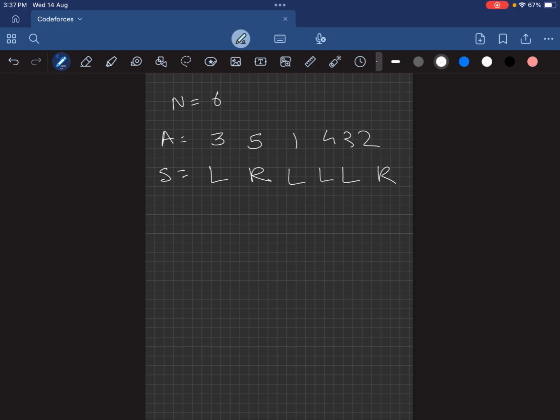What we have to do is perform the following operation as many times as we want. We pick an L and an R. Initially the score is 0, and after we pick an L and R, we can add this entire score.